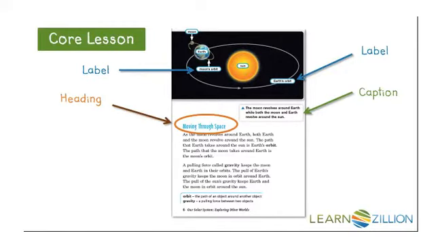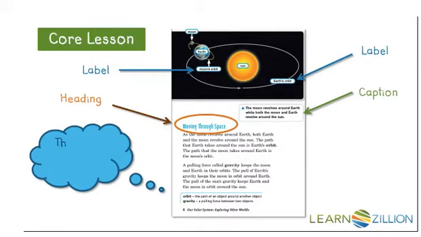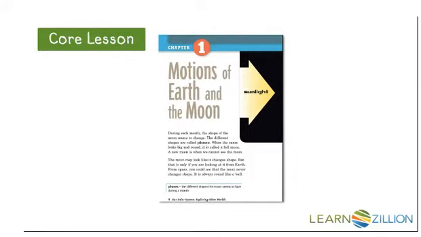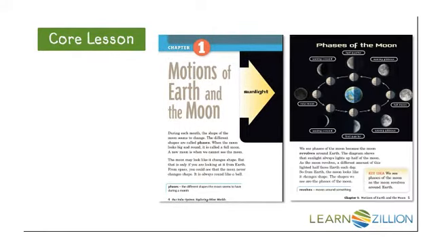I also notice the heading above the paragraph. It reads, Moving Through Space. This page is no longer explaining the phases of the moon. The author has changed topic and is now talking about how the moon and Earth move through space. So, the first big topic in this text is the phases of the moon.